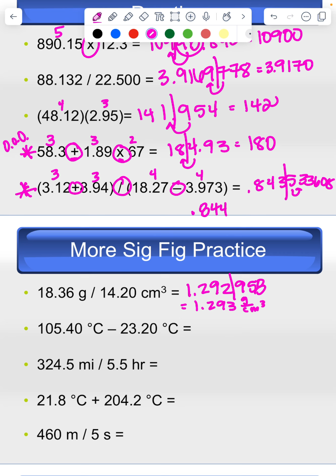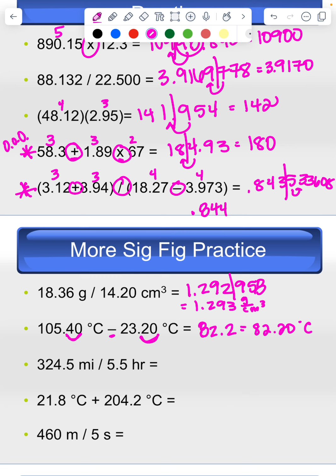All right, for number 2, we are subtracting, so we're looking at decimal places here. So our raw answer, whenever we subtract, would just be 82.2. All right, but because we are looking at decimal places, we have 2 here and 2 here. So we want to make sure our final answer has 2 decimal places as well. So we have to add that 0 to the end. So our final answer is 82.20 degrees Celsius.